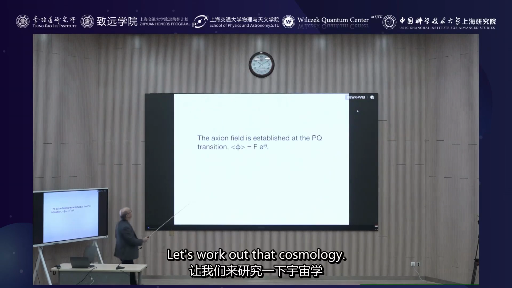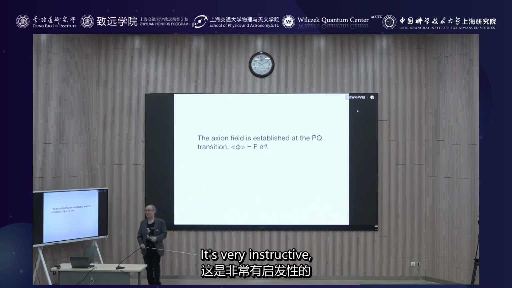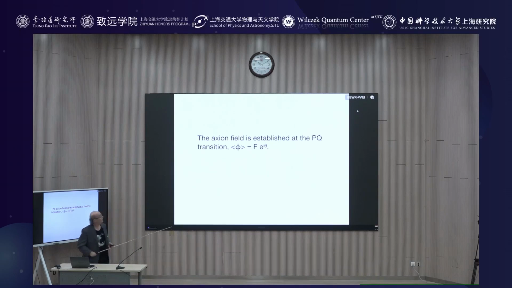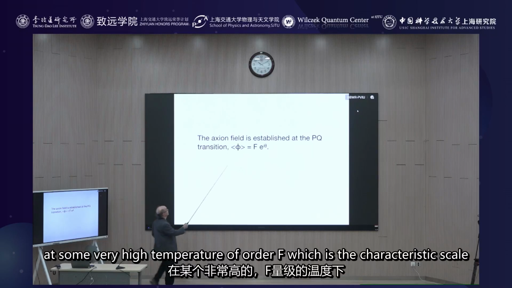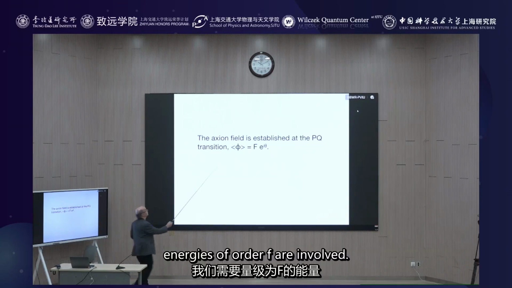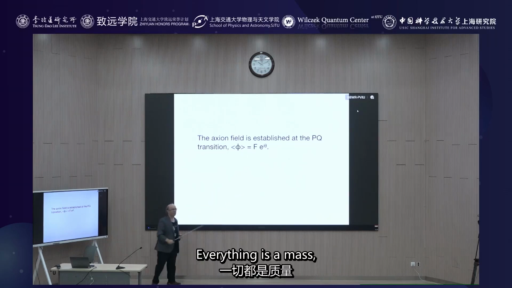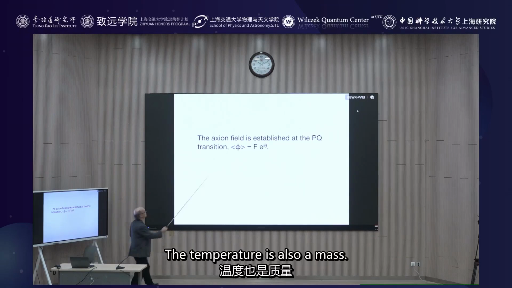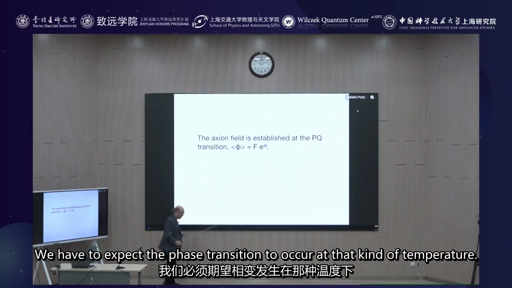So let's work out that cosmology. It's very instructive, and it's a very pretty exercise in basic Big Bang cosmology. So at some very high temperature of order F, which is the characteristic scale of the symmetry breaking, so energies of order F are involved. F is a mass scale. Everything is a mass, in these units where h bar equals c equals 1. So the temperature is also a mass. We could expect the phase transition to occur at that kind of temperature.